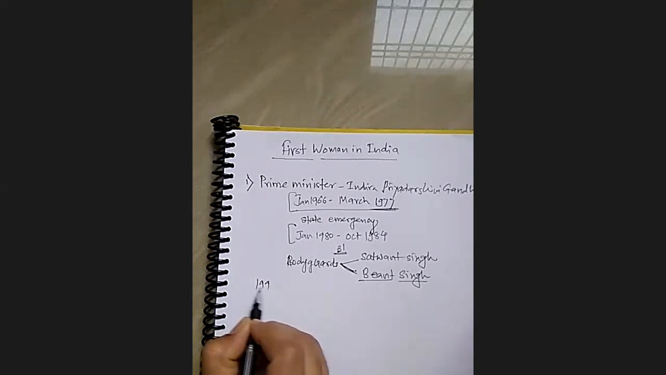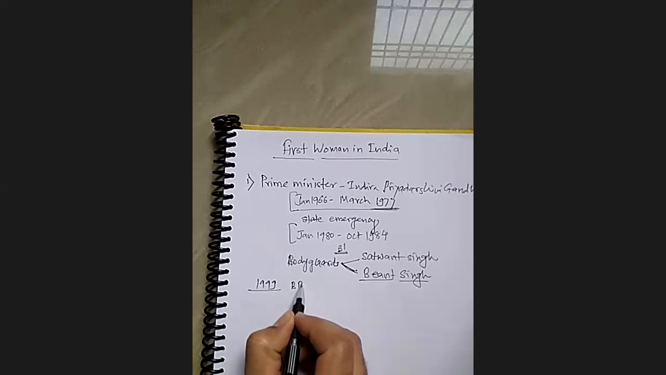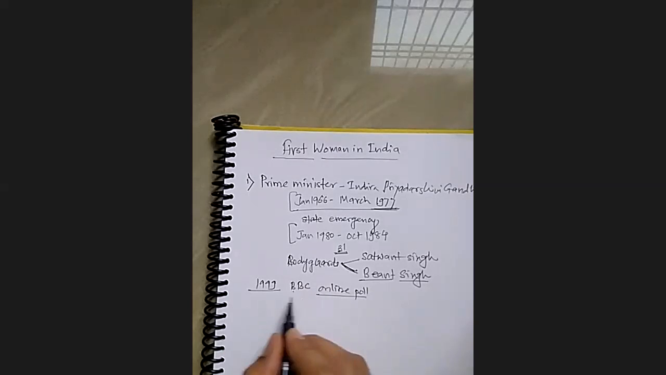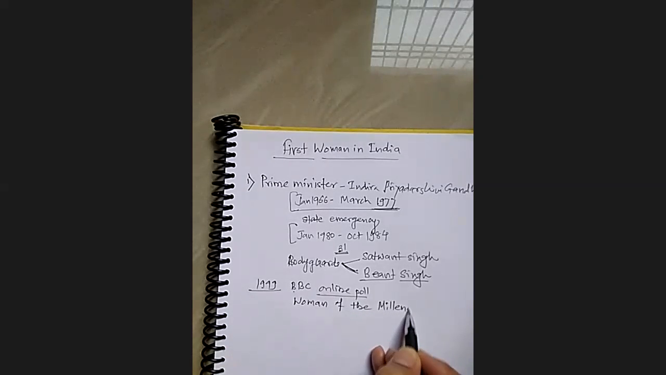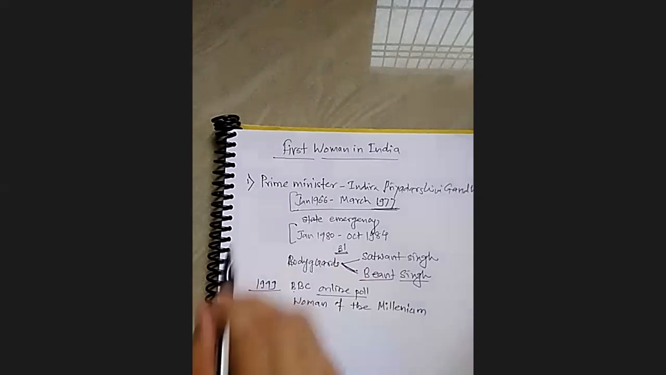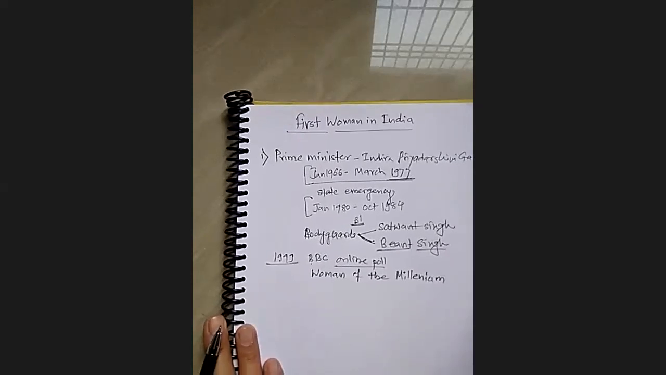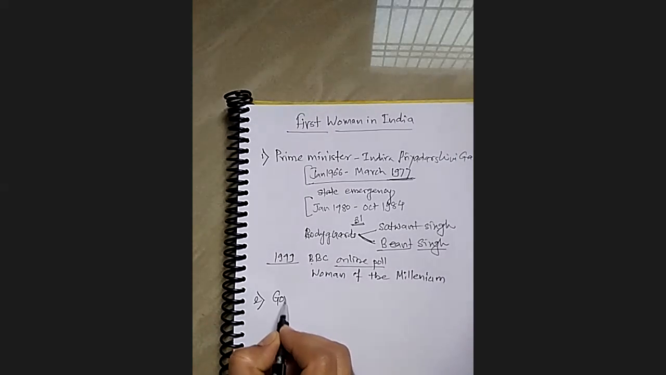In 1999, BBC conducted an online poll for the woman of the millennium, and she was named in 1999 as the woman of the millennium. Right. So this was about India's first woman prime minister, Indira Gandhi. The next woman we can consider is India's first governor, governor of any of the states.